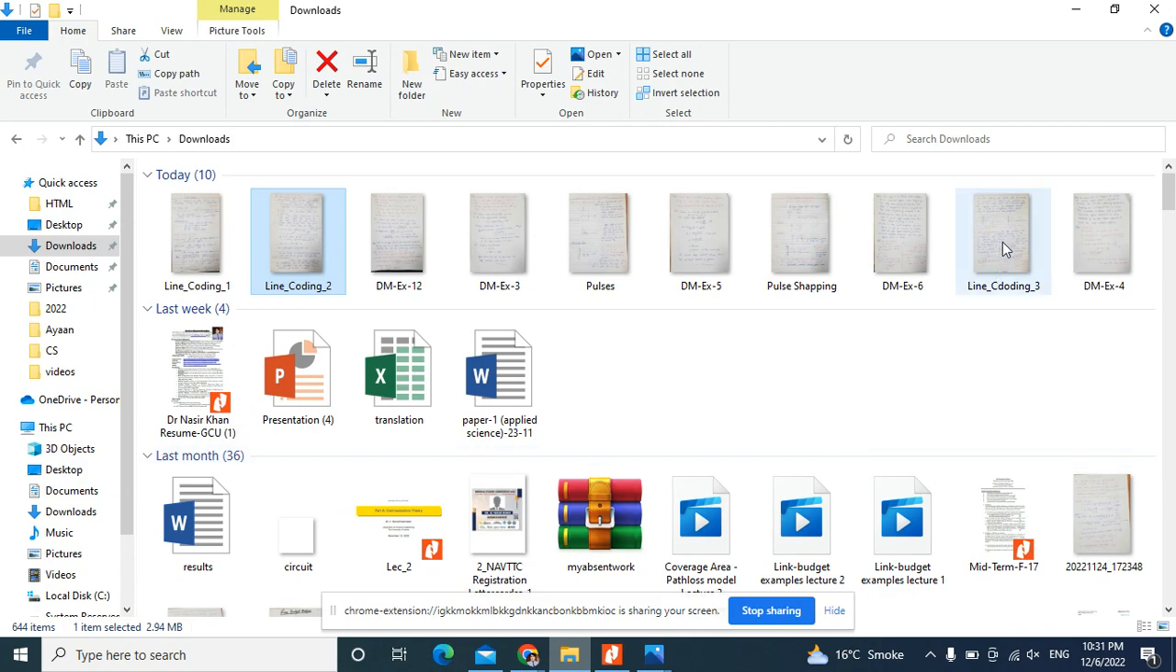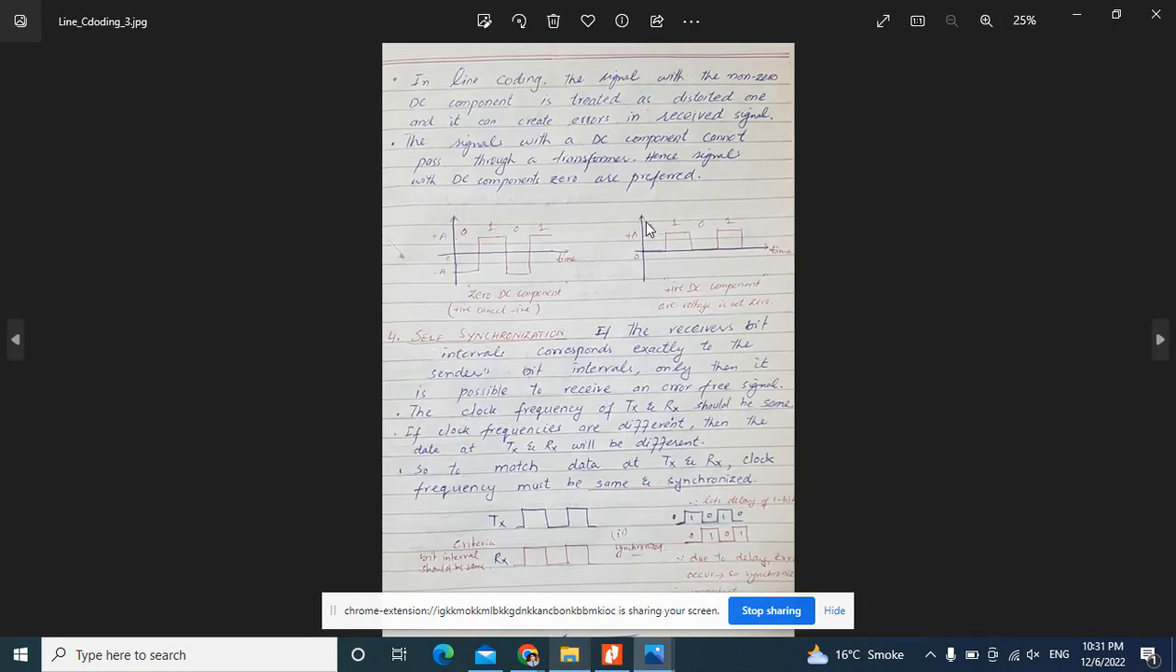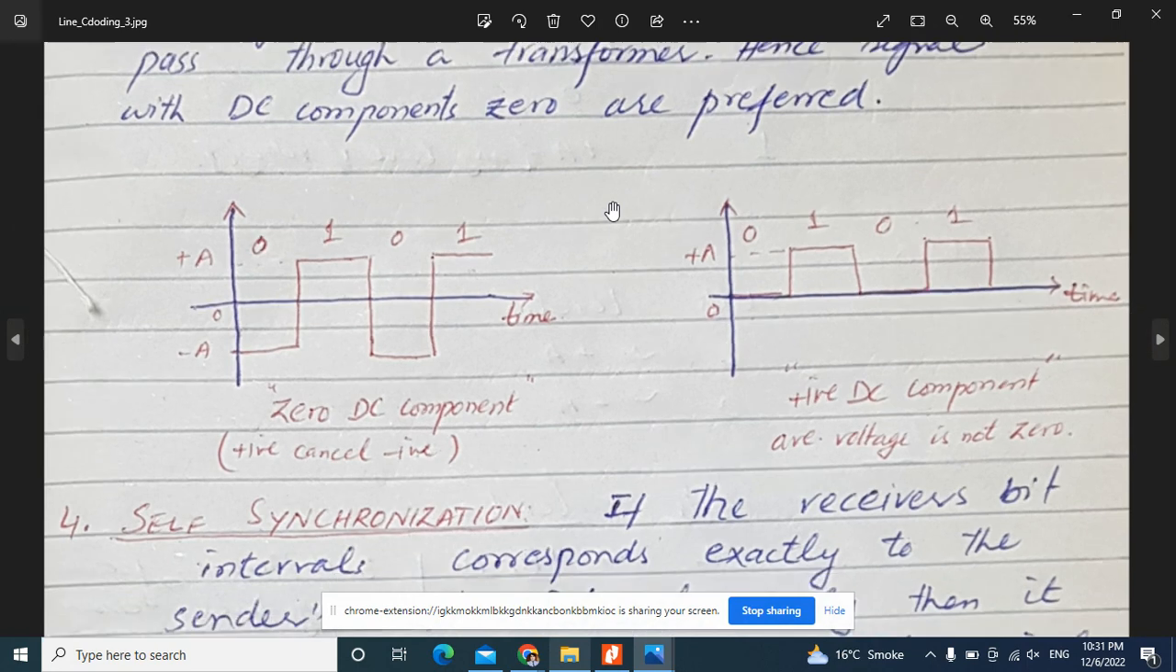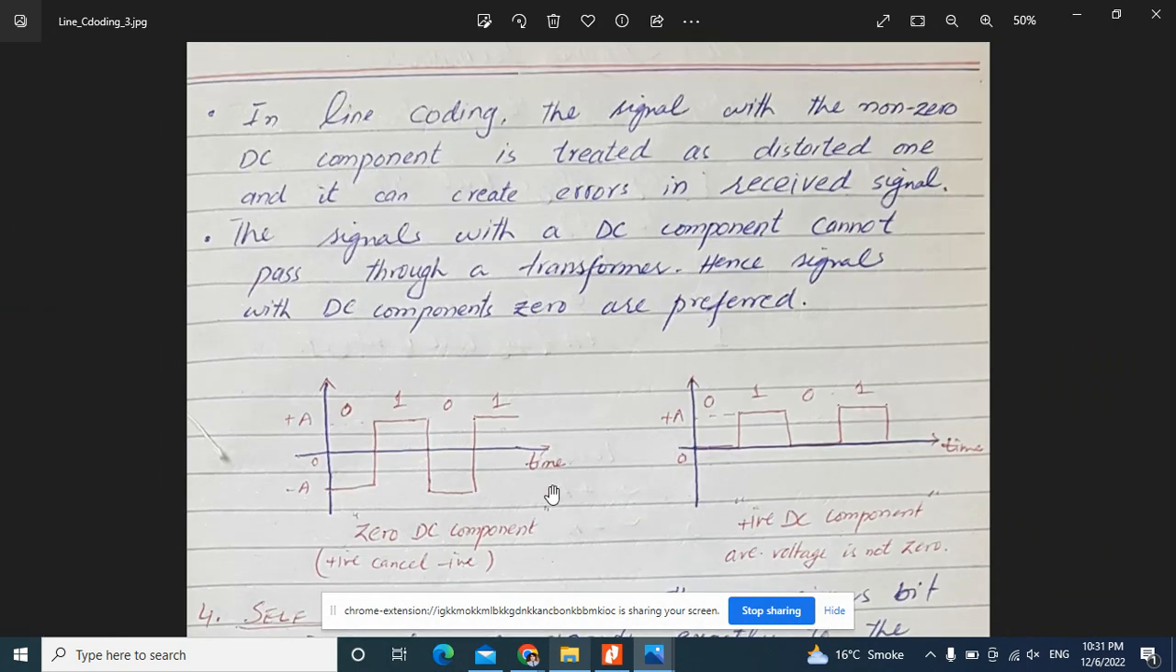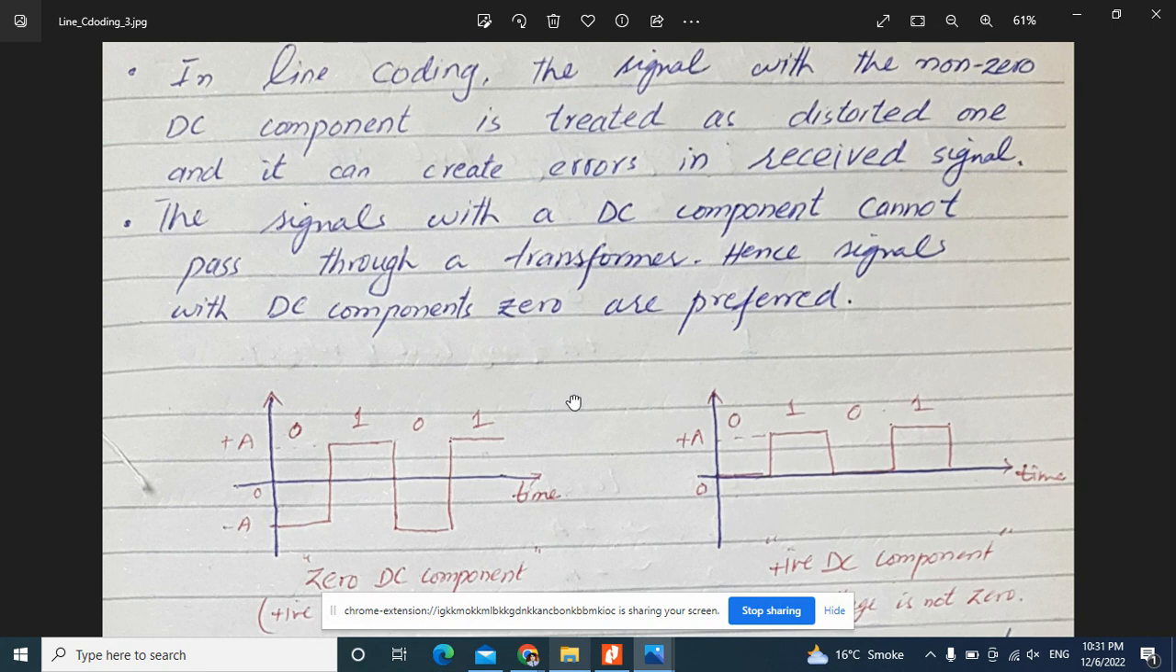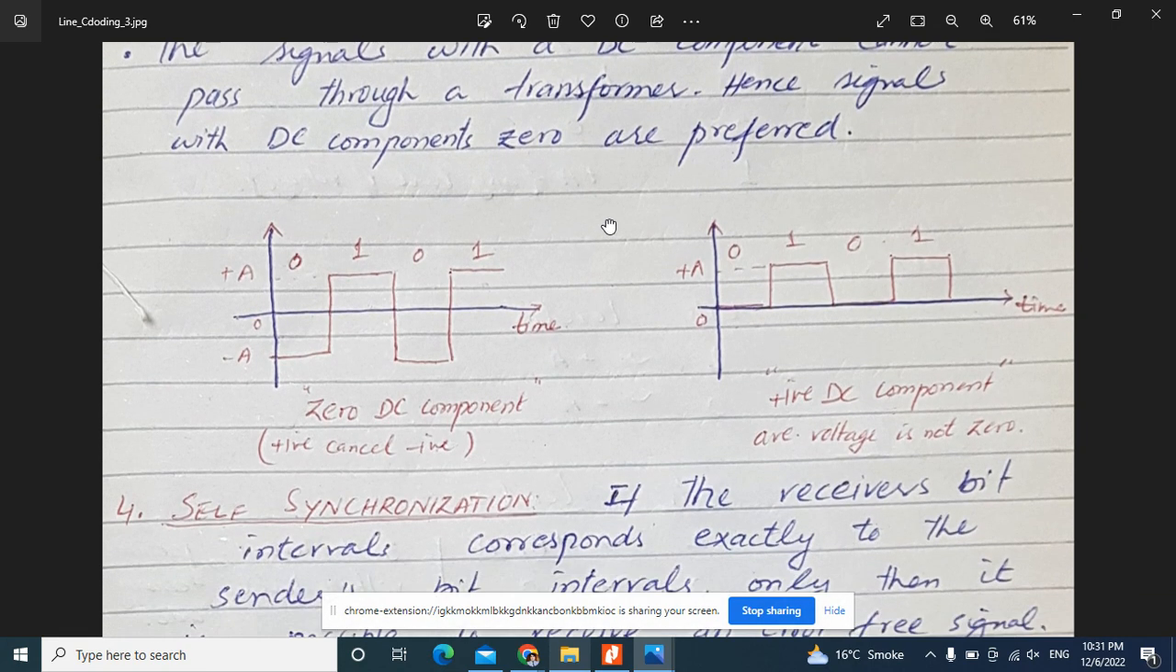So for example, we can give more explanation for this. In line coding, a signal with a non-zero DC component is treated as distorted, and it can create errors in the received signal. Signals with a DC component cannot pass through a transformer, hence signals with zero DC component are preferred. So this is another important point to remember for the DC component.